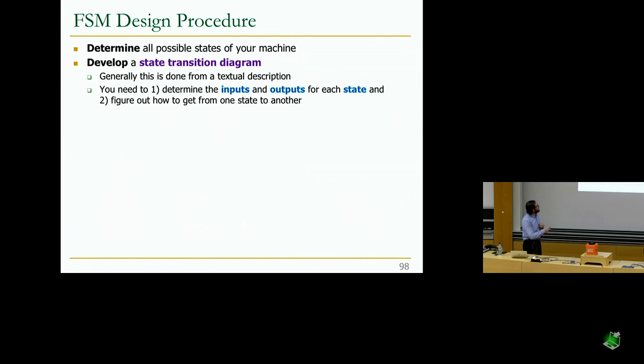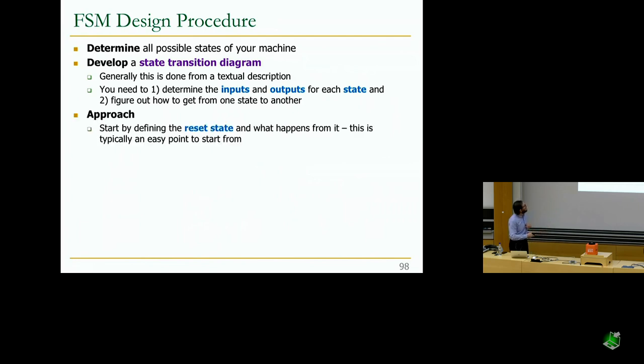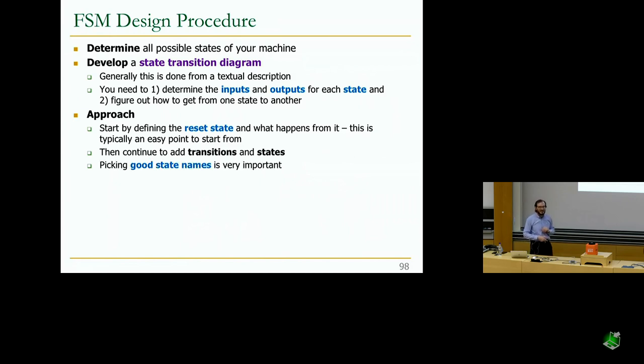Certainly you need to determine the inputs and outputs for each state, and figure out how to get from one state to another. So a good idea is to start from a reset state and determine what happens from it, and then keep adding transitions and states. And picking good state names is very important. S0, S1, S2, S3 may not be optimal, right? You may actually have a state name like "I've seen a sequence of 1101 at this point." That's a state name, maybe a bit long.